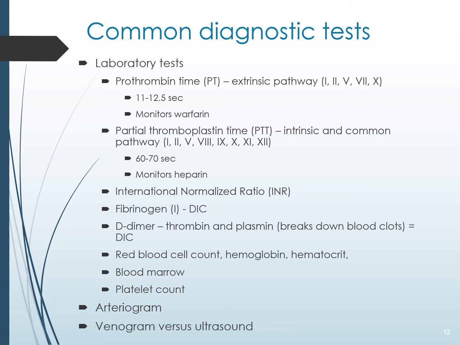A normal PT finding is 11.0 to 12.5 seconds. The PT is used to monitor the therapeutic ranges of anticoagulants such as warfarin, also called Coumadin, and these therapeutic values are 1.5 to 2.5 times normal. International Normalized Ratio. The International Normalized Ratio, called INR, was established by the World Health Organization to standardize the PT results regardless of the reagents or methods used to analyze the blood.